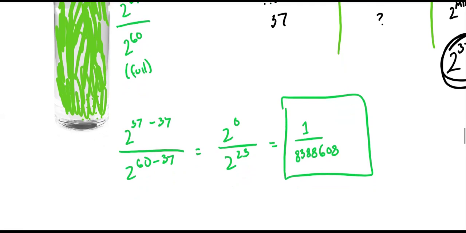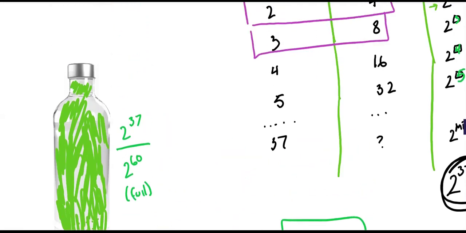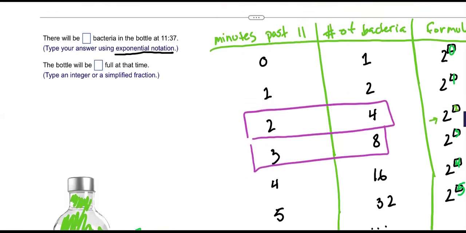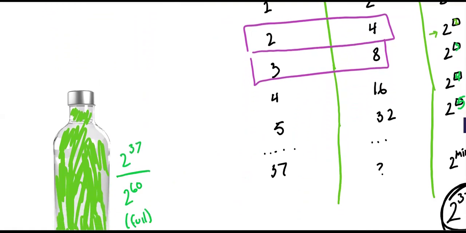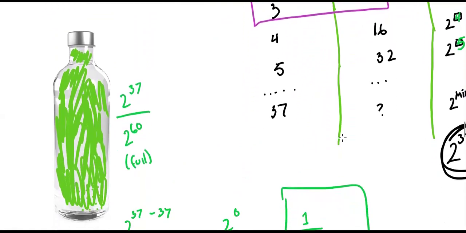You can stop the video here if you'd like to. We've answered the questions. We have our formula. So no matter what they ask you for the same question, whether it's how many bacteria will there be at 53 minutes or at 14 minutes, we have our formula. It's 2 to the power of the number of minutes. And if they ask you what fraction is full, it's going to be divided by 2 to the power of 60. So we have our answer. You can totally stop and check out now if you want to.